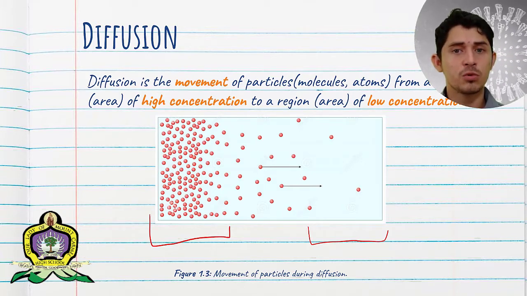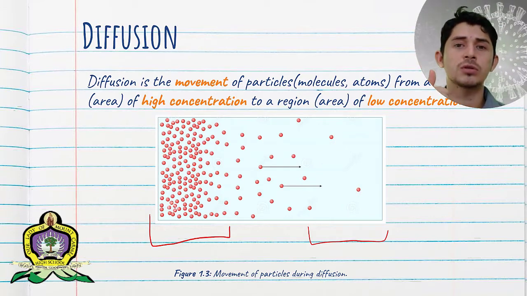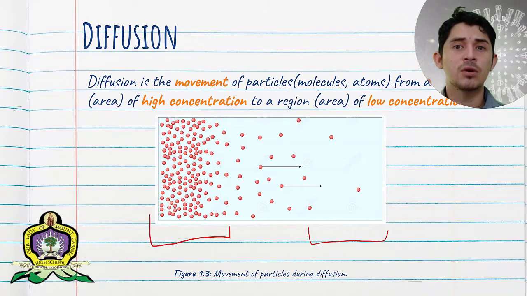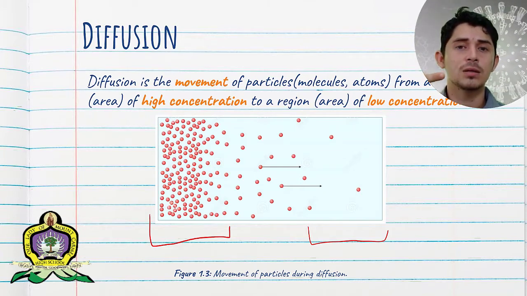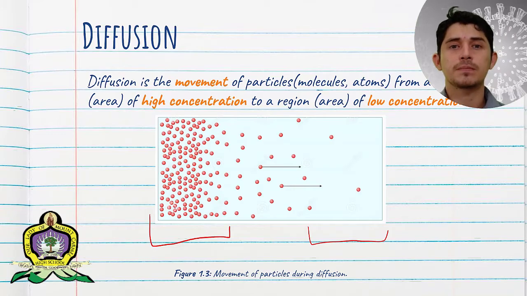How does this prove the particulate theory of matter? First of all, it allows us to see that matter is made out of particles. Second, it allows us to see that particles are in constant random motion. Third, there are spaces between particles. So the theory of diffusion allows us to support the particulate theory of matter.